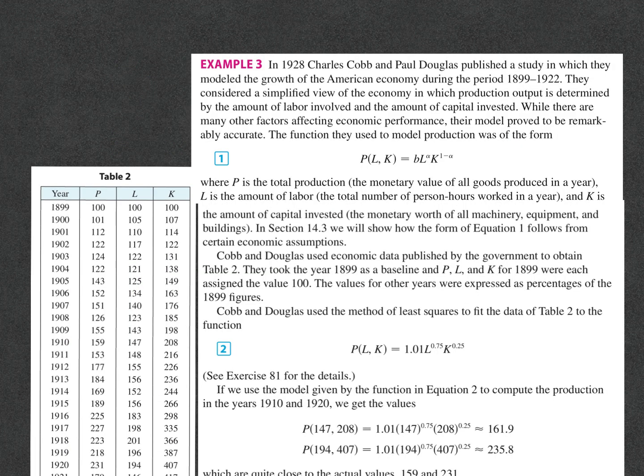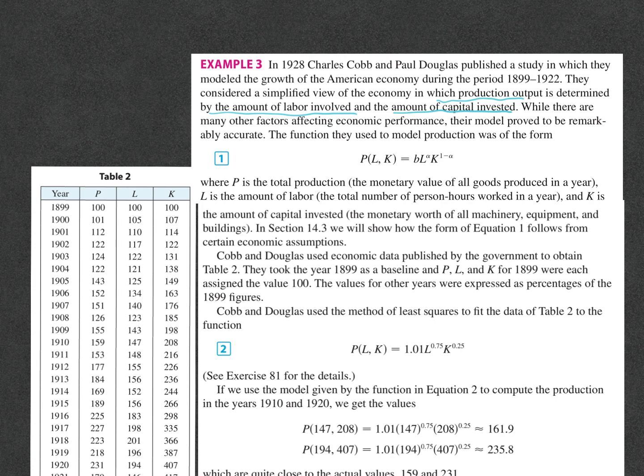This example shows you about an important result. In 1928, Charles Cobb and Paul Douglas published a study in which they modeled the growth of the American economy. So you can see this table here, and you can read through all of this, but they considered a simplified view of the economy in which production output is determined by the amount of labor involved and the amount of capital invested. So you can see here that we have multivariables happening. While there are many other factors affecting the economic performance, their model proved to be remarkably accurate. So there's the function they used, and then you can see the chart over here.